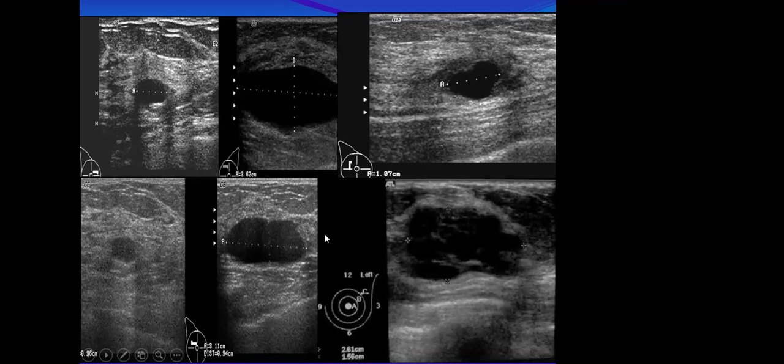Okay, so how are you going to manage this patient? What is the BI-RADS? You are going to give BI-RADS for the fibrocystic? 3. You will give BI-RADS 3?